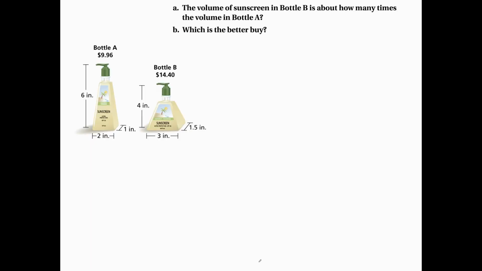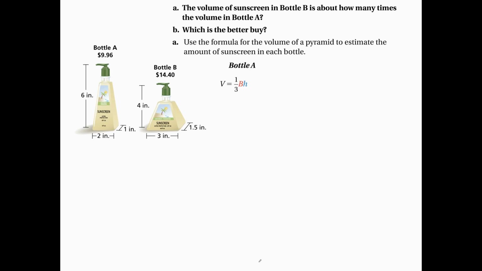All right, let's look at this problem. The volume of sunscreen in bottle B is about how many times the volume in bottle A? So we're going to assume that even though they're not quite pyramids, they look like pyramids. We're going to assume that those are pyramids. All right. So for A, let's use the formula for volume of a pyramid.